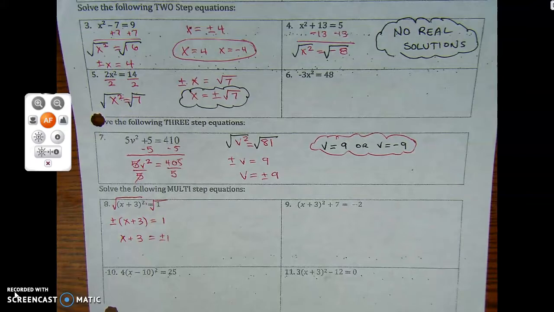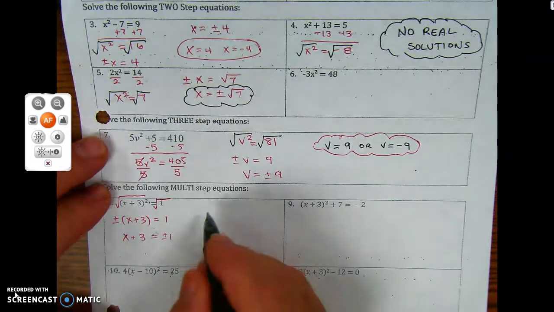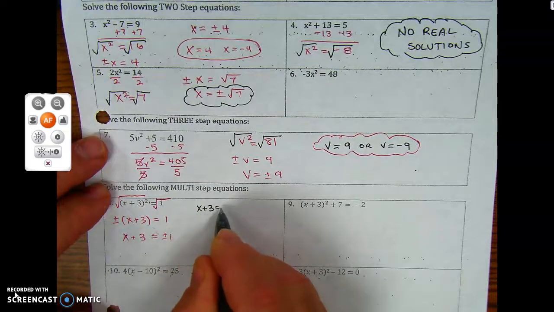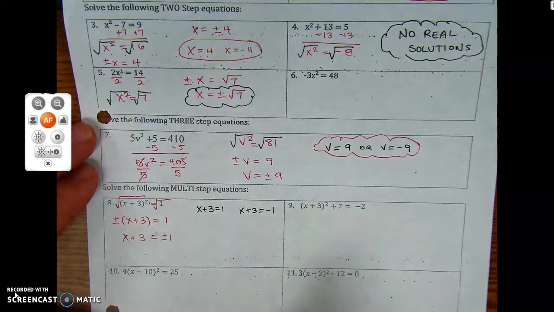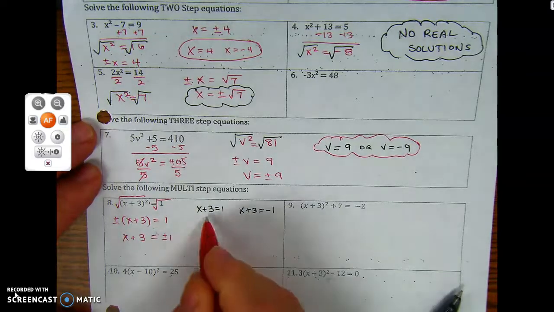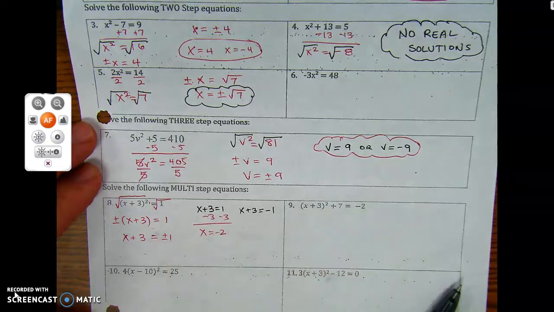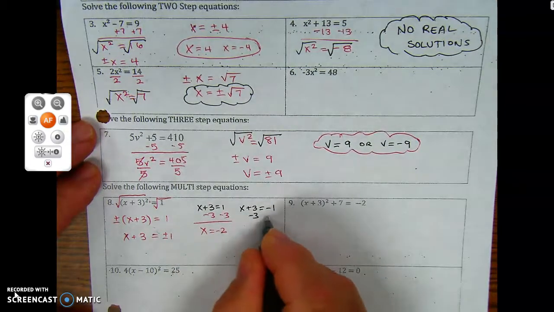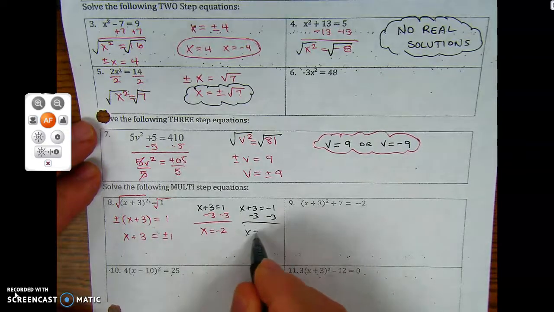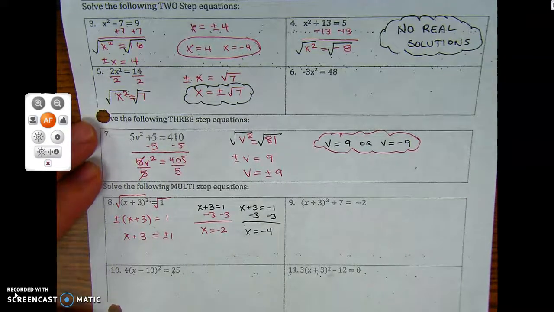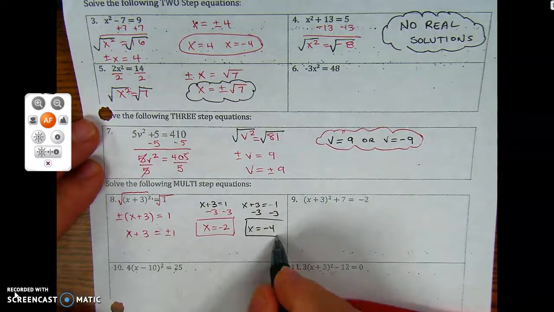Ooh, they should have given us more room for this. So, guys, this is 2 equations here. I'm going to solve x plus 3 equals positive 1, and I'm going to solve x plus 3 equals negative 1. So I'm going to subtract 3 from both sides. Minus 3, x equals negative 2. And over here, we're going to subtract 3 from both sides. x equals negative 4. So there's my 2 answers. x equals negative 2 and x equals negative 4.